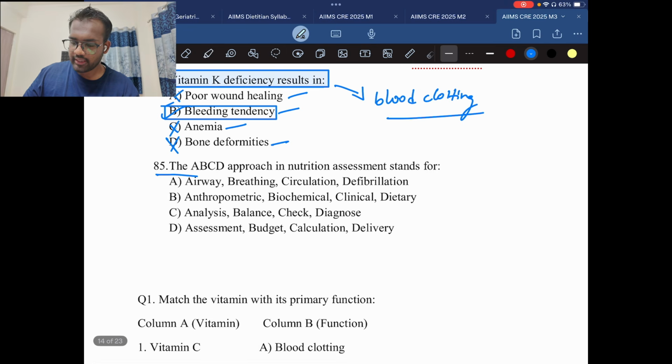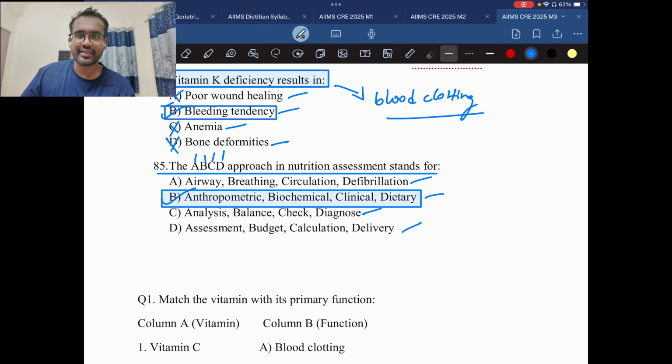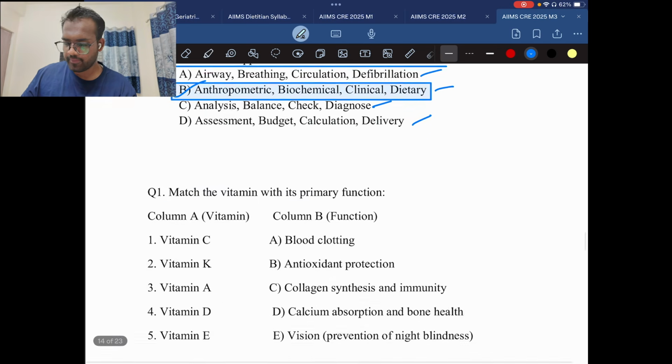Question number 85. The ABCD approach in nutrition assessment stands for: airway, breathing, circulation, defibrillation; anthropometric, biochemical, clinical, dietary; analysis, balance, check, diagnosis; or assessment, budget, calculation, delivery. This is a very basic question. ABCD is nothing but anthropometric, biochemical, clinical, dietary. So the answer will be B. We use ABCD to do a nutritional status assessment. So the answer will be B.